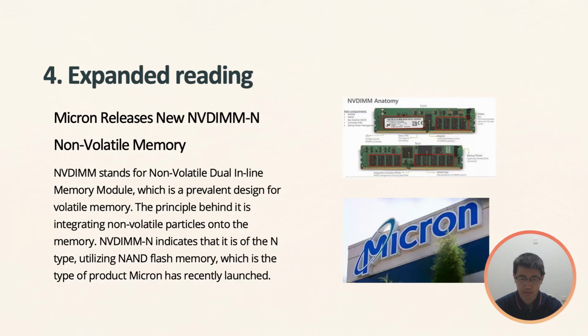So there is also a fun fact. In the United States in 2018, a US storage manufacturer actually invented a product called NVDIMM, which is a non-volatile memory. It looks something like this, and there is Micron Logan. It's actually a very common design for volatile memory, but it got non-volatile particles integrated into the memory. And that's what it's trying to do at the memory level.